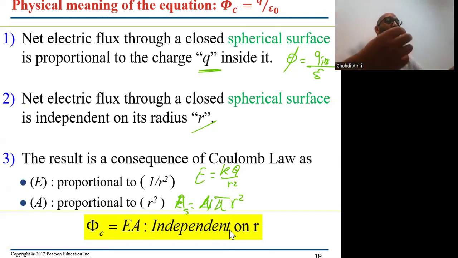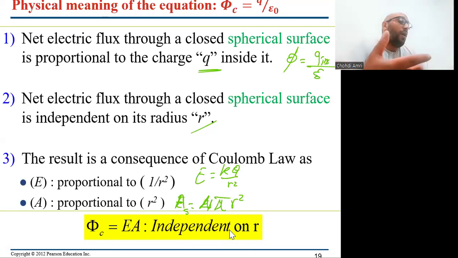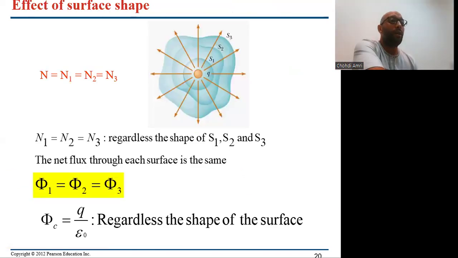So whatever the radius of the spherical surface, we have the same electric flux as long as there is the same net charge inside the surface. So we can conclude that the electric flux is the same regardless of the shape of the surface. Whatever the shape, spherical or irregular, since we have the same charge inside these surfaces, we have the same electric flux. So it's independent of the shape.